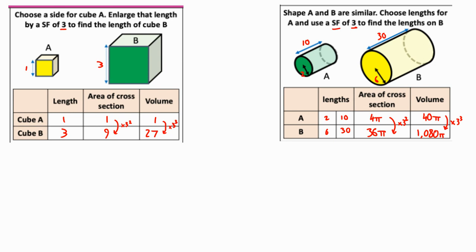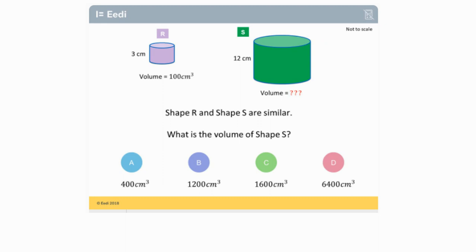So notice the areas from shape 1 to shape 2 are linked by multiplying by the scale factor squared. The volume, you multiply by the scale factor cubed. So here's a multiple choice question. We're given 2 shapes, the purple one and the green one. First thing to do would be to work out the scale factor. So the scale factor is 4 in this case, because to go from 3 to 12, you multiply by 4.